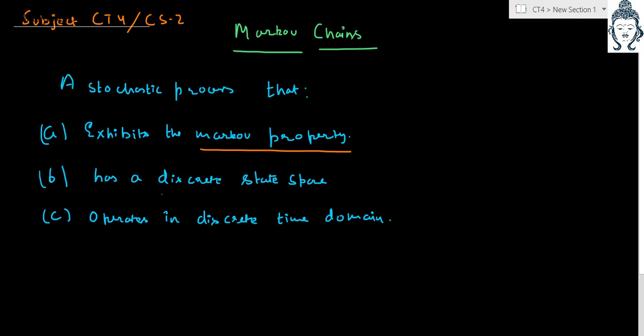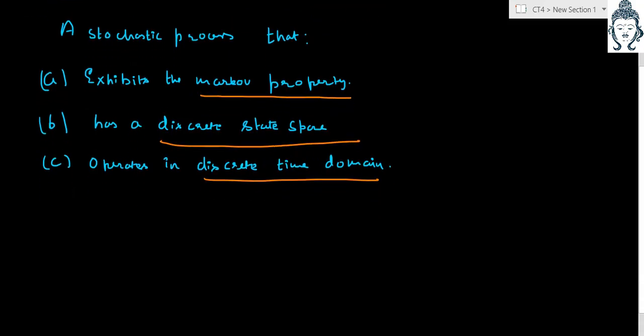Second is that it has a discrete state space. And the third thing is that it operates in a discrete time domain. Okay. So any Markov process with discrete state space and a discrete time domain is called a Markov chain. Okay. Now let's take an example of this. We have already taken an example of this, and let's just continue on that.